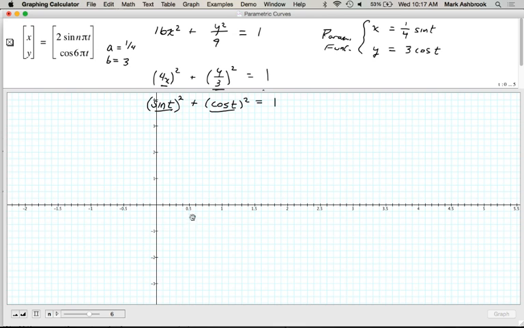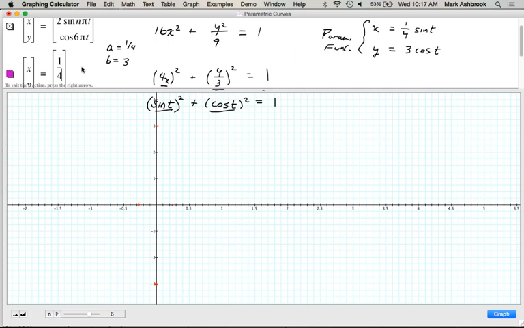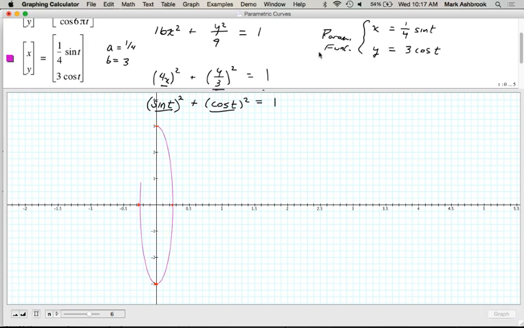Okay, so what does that predict? That predicts that it's going to go by the x-axis here, 1/4 and negative 1/4, and the y-axis 3. Here's 3 and negative 3. So you can picture that. Now I'm going to put it in as the parametric function and see if that agrees. So what was our parametric function? 1/4 sine t and 3 cosine t. And why didn't I get the whole thing?